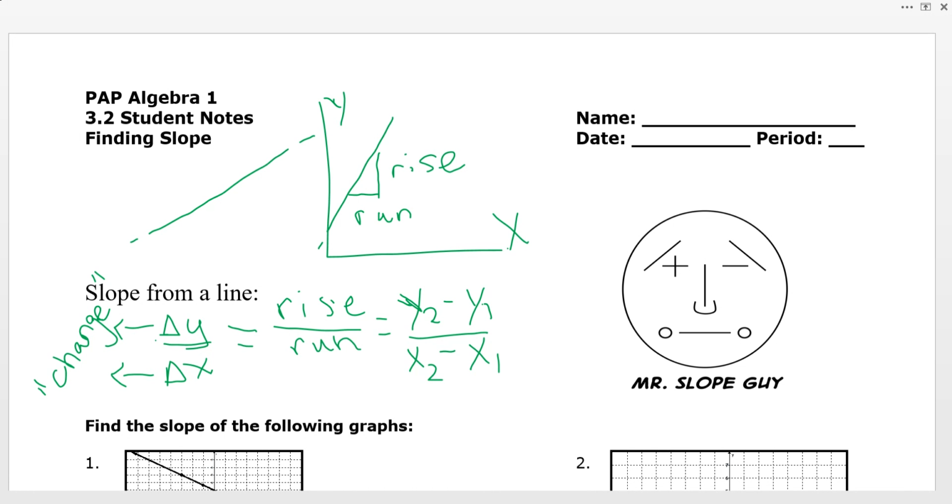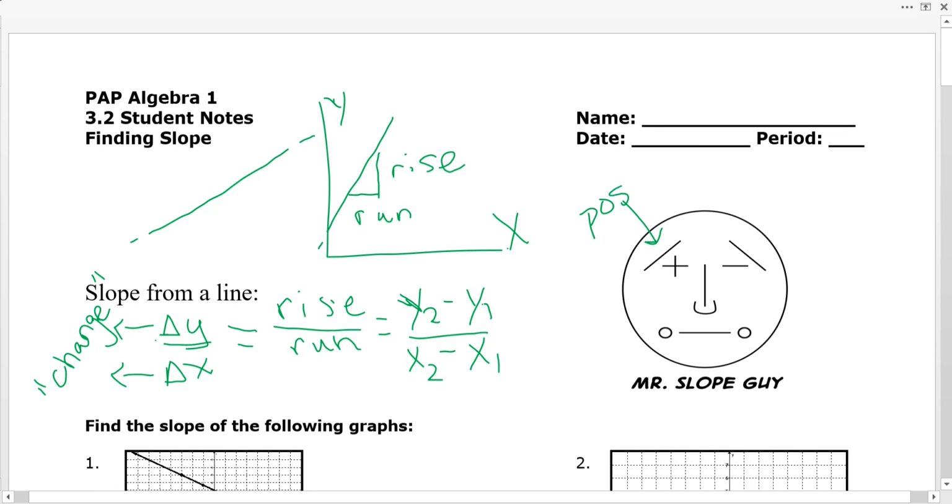Okay, you see that happy Mr. Slopey guy? Actually, he's not very happy. He has all the different slopes that you could have all on his face. So notice that his eye is a positive. This slope going up is a positive slope. His other eye is a negative sign because going down is a negative slope. And we'll do some examples of these.